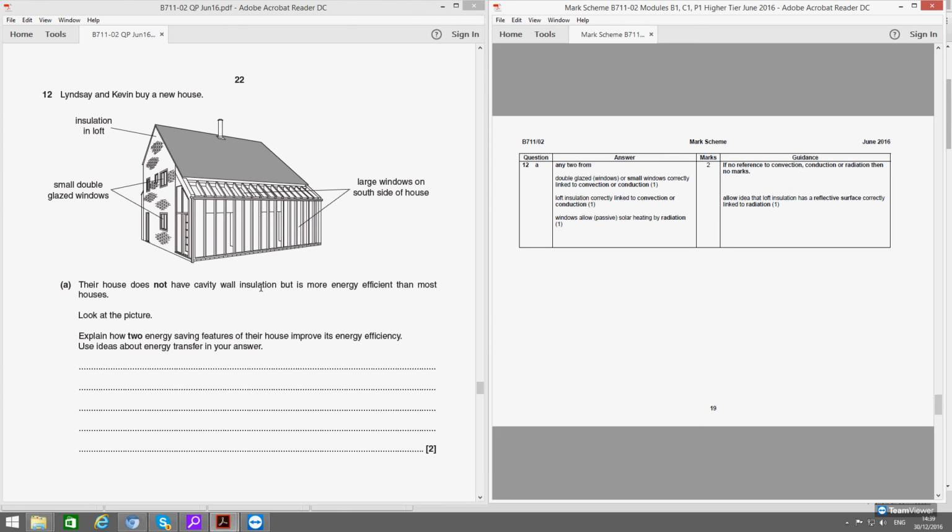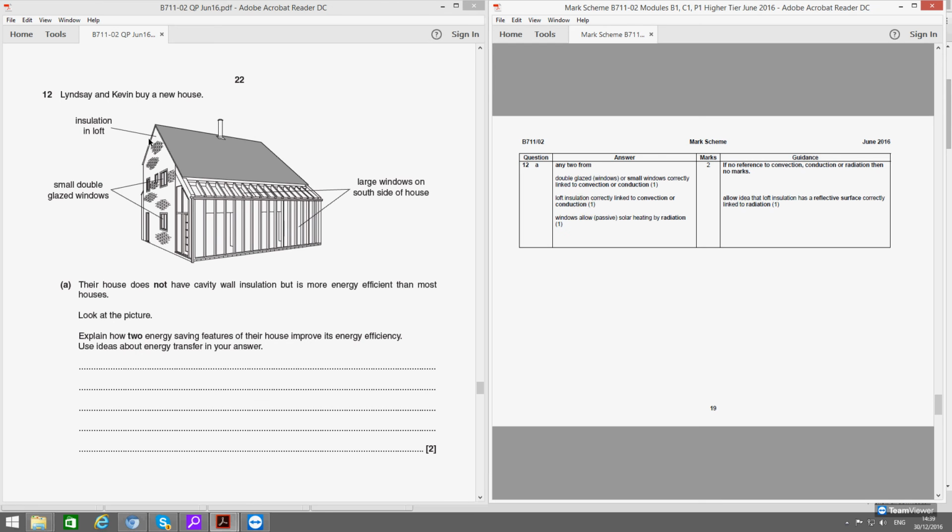Their house does not have cavity wall insulation, but is more energy efficient than most houses. Look at the picture. Explain how two energy saving features of their house improve its energy efficiency. So, it's got double glazed windows and it's got insulation in the loft. There's your two. Use ideas about energy transfer in your answer.